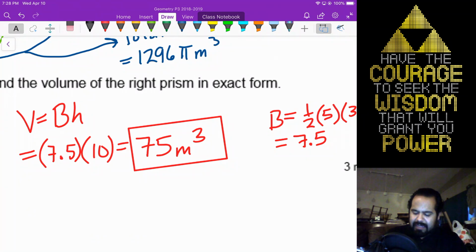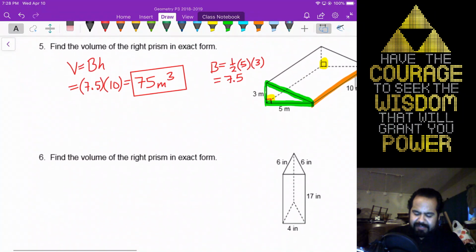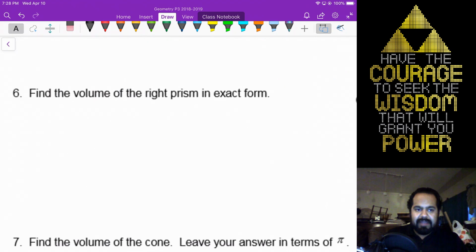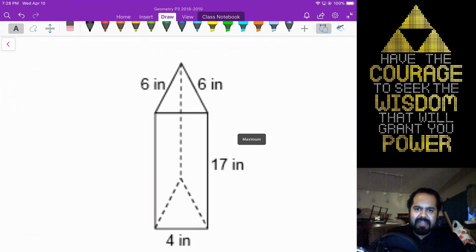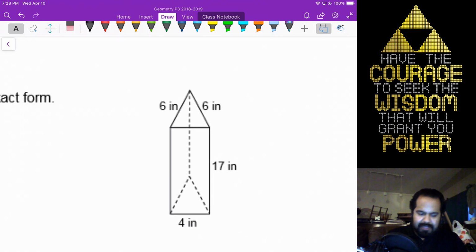Okay, let's keep going. Number 6. Find the volume of the right prism in exact form. Ooh, look at that. We got another triangle. So many triangles, man. Here's our base. Technically, the bottom part is our base as well. Again, that 4 you can write up here.